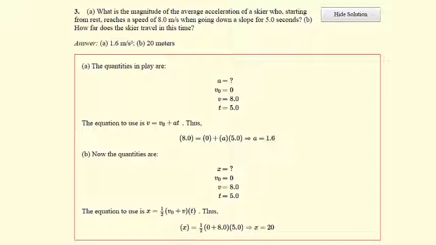Reaches a speed of 8 meters per second. That is the final speed, right? So we call that v without a subscript. And last thing is when going down a slope for 5.0 seconds. That is my t. There's a part B, but I'm just going to solve part A right now.